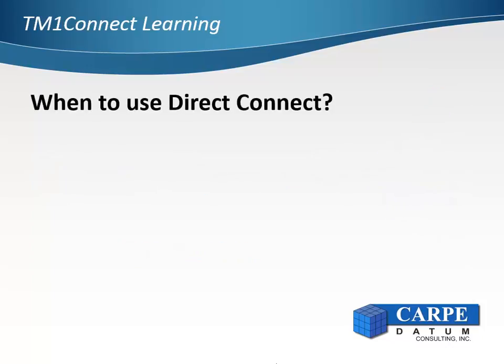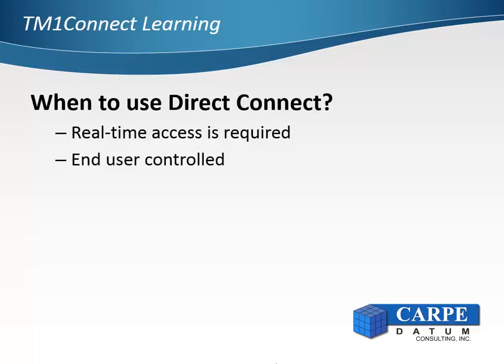So why use Direct Connect? You will be more prone to use Direct Connect when real-time access is required by your users. In budgeting situations where they need to pull that information and see what that impact is. The other times you can use it is when the end user needs to control the information that's coming in. So if they're using the desktop application and they want to be able to pick and choose what information they bring in, then you would use the Direct Connect.